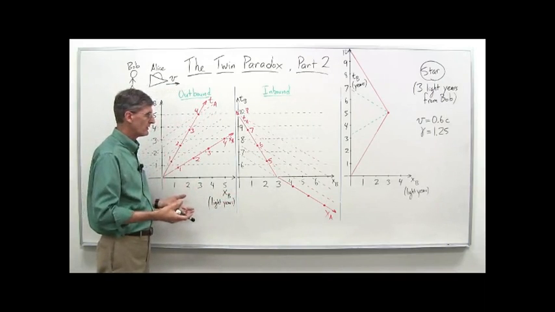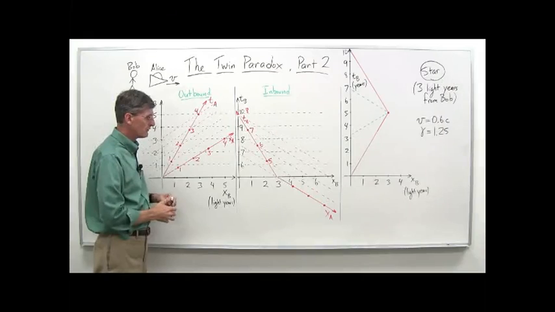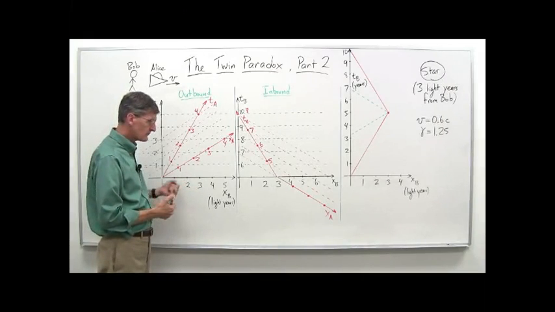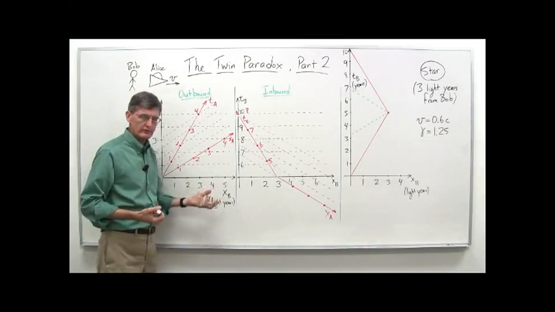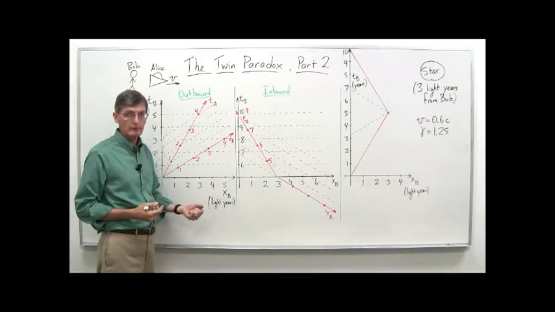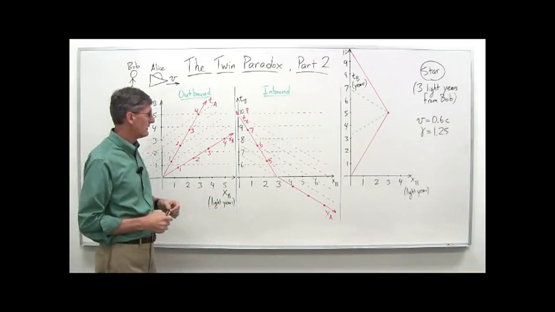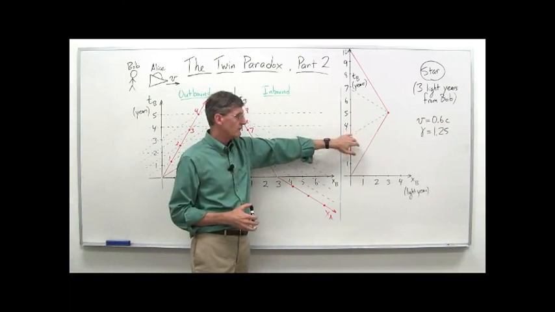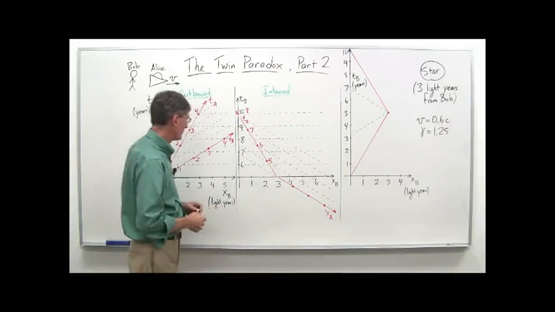Because, again, Alice sees Bob's clocks running more slowly than her clocks, and therefore she should think, shouldn't Bob be younger when I get back? Well, here's the key thing, and we've tried to bring it out with these dots here, the green dashed lines. Let's take a look at that.